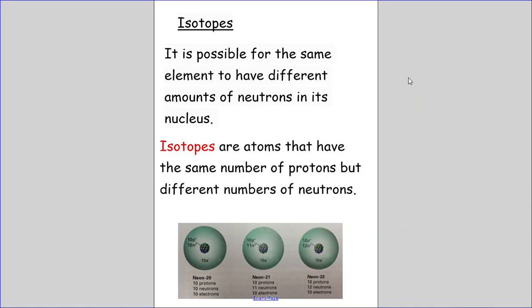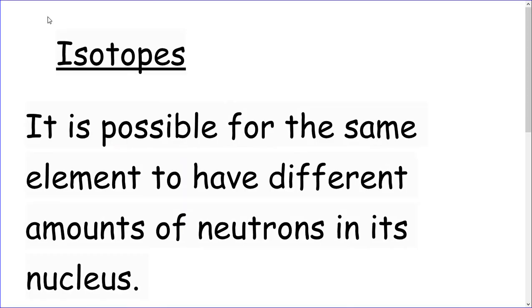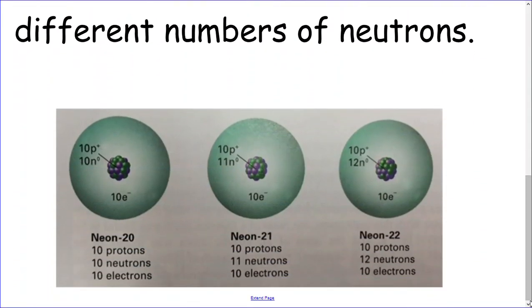So after ions, then we can start to move into isotopes. It's possible for the same element to have different amounts of neutrons in its nucleus, and so that's something different than what we would have talked about from before. Isotopes are atoms that have the same number of protons, but they have different numbers of neutrons. And so we'll just move down to the bottom here so you can see the picture a little better. Let's take neon 20, 21, and 22 for instance.